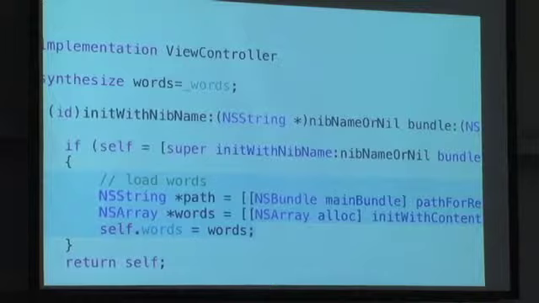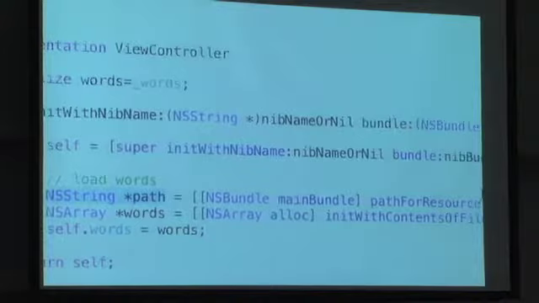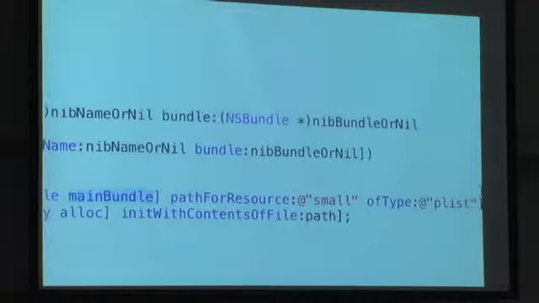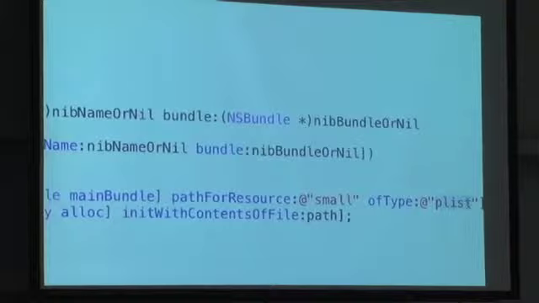Well, first I construct a string called path, and then I ask the main bundle, that is the thing the user has installed on the iPhone, to give me the path for the resource called small that's of type plist. So this really means get me the full path, C:\, or whatever, to small.plist. Now on the iPhone, it's obviously not C:\, but the same idea. Then what do I do?